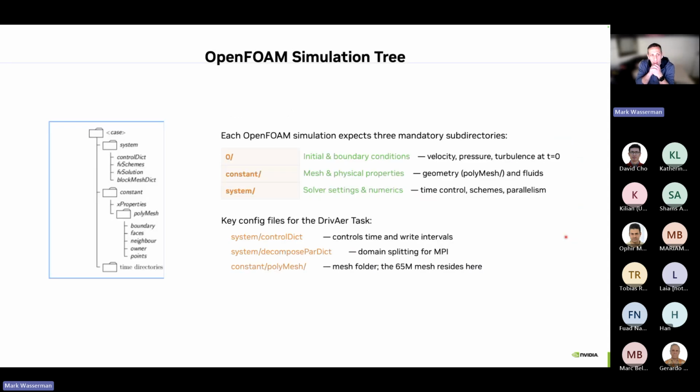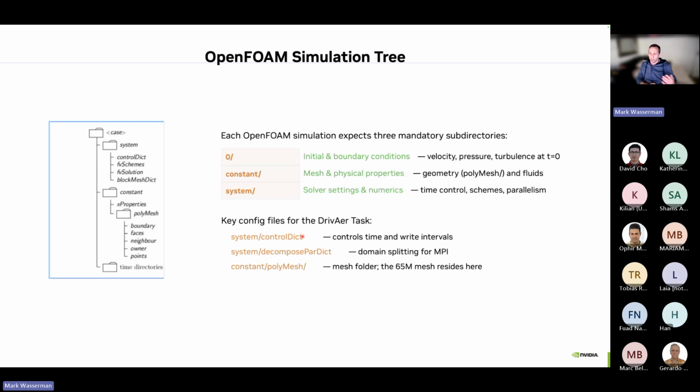Every OpenFOAM simulation expects to have 3 mandatory subdirectories, and they are listed here. I won't go into each one of them. I'll just mention that there are key configuration files that you can and should modify as part of this task, and they all reside in the system folder. One of them is the control dictionary. Dict is short for dictionary, and it controls the time and write intervals.